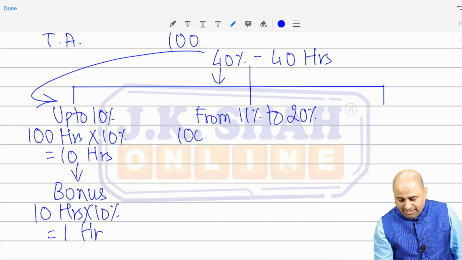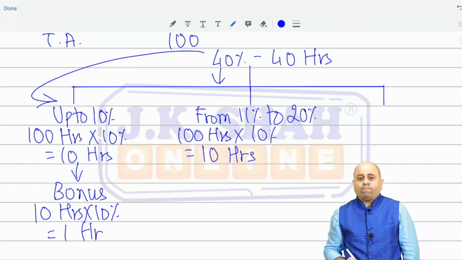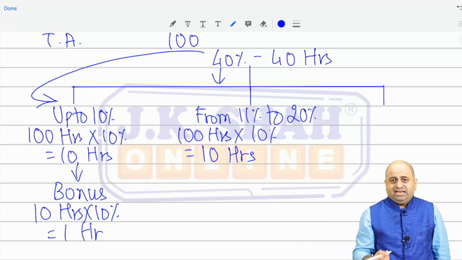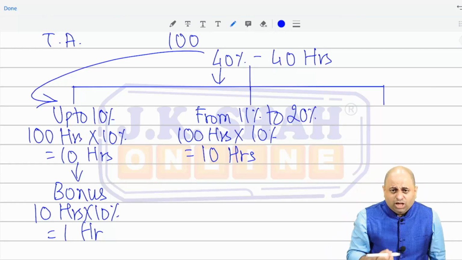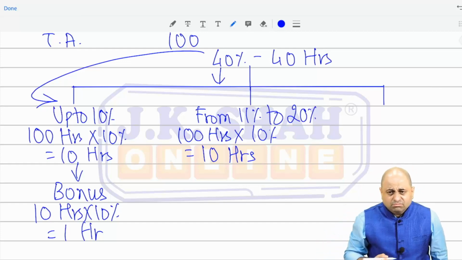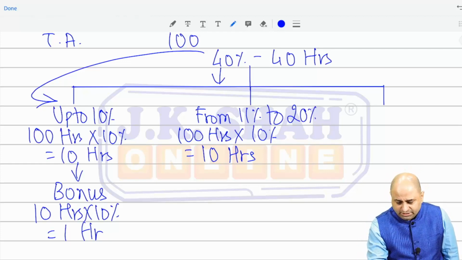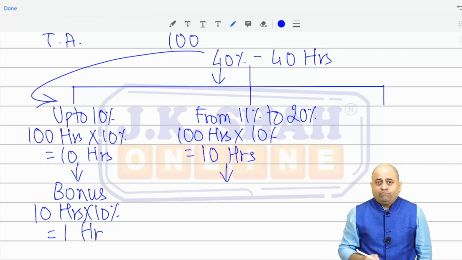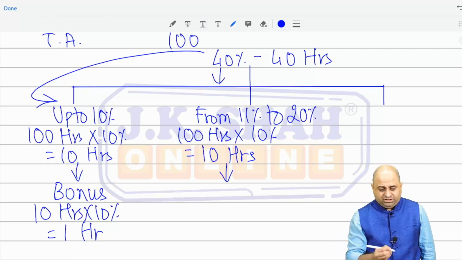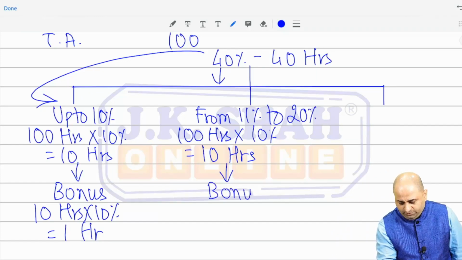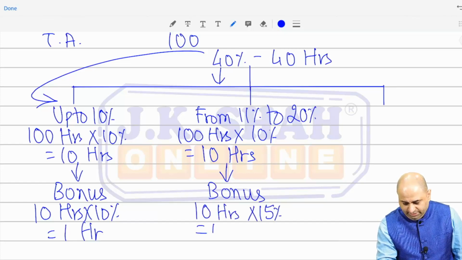So now again 100 hours into 10% is equal to 10 hours, which basically means that in this category also you have saved 10 hours. But look at the bonus. Bonus is 15% of time saved. 10 hours into 15% is equal to 1.50 hours.